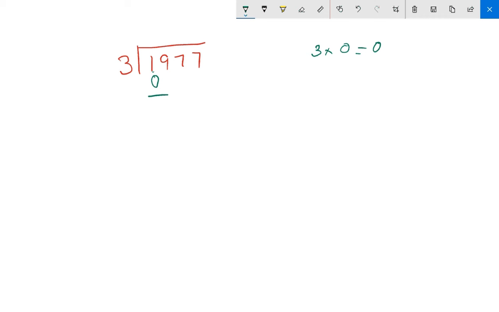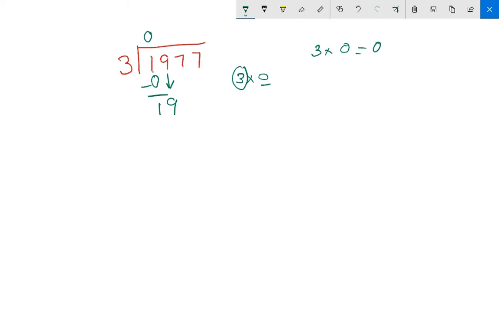How did I get 0? I did 3 times 0. Okay, so I'm going to put that 0 up here. You'll see a pattern emerging from this side as well. And then I subtract this. That gives me 1, and then my next number comes down.